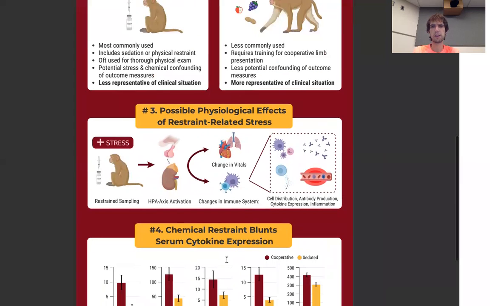To show why stress matters, we provide a brief reminder of some of the physiological effects it may have in relation to some of our important outcome measures. In this model, we propose that repeated sedation activates the stress response in the HPA axis. This has a long list of effects, including changes in vitals and immune functioning. Effects on the immune system include changes in antibody production, cytokine expression, immune cell differentiation, and activation of the inflammatory response. All of these changes can have major consequences for the interpretation of study results, especially in studies that are trying to evaluate the immune response to a novel therapy.